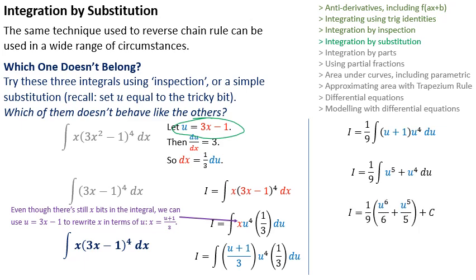U to the 5 becomes u to the 6 over 6. U to the 4 becomes u to the 5 over 5. We still have that factor of 1/9 out in front. We always remember to put an arbitrary constant at the end because there's an entire family of functions that satisfy this same integral. And at the very end, this is where it starts to look messy again. You have to replace u with the function of x which u represents. So we're coming back to that bit circled in green. U is equal to 3x minus 1. So wherever u appears, we're going to write 3x minus 1.